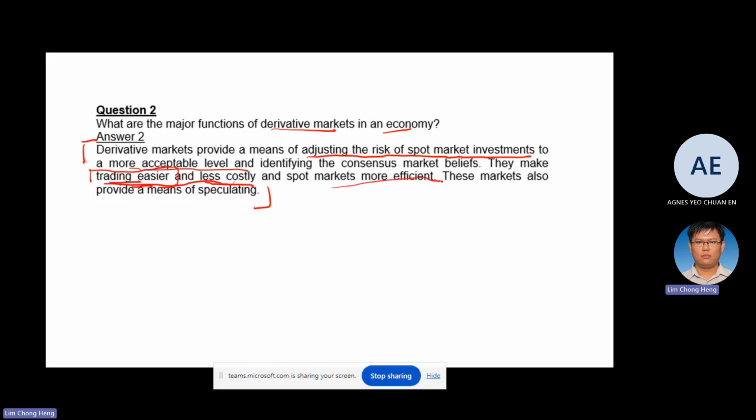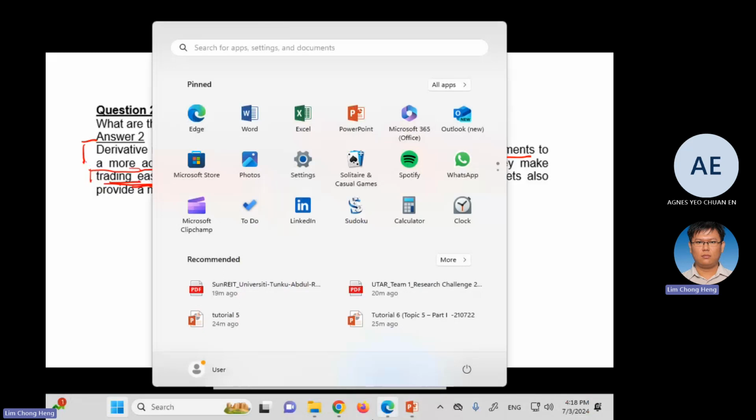And the derivative market is more efficient, so we can see the market is efficient, and we also have price recovery. Price recovery means, what is the CPO price after one month or after two months? How much? You don't know, but you can go to Bursa Malaysia, open the contract, and then you will know.